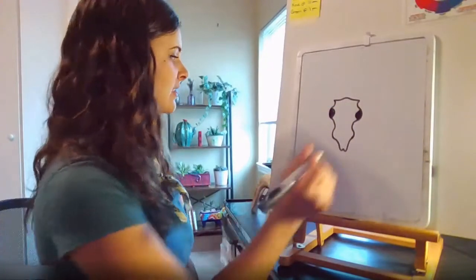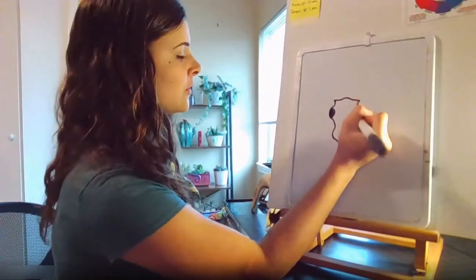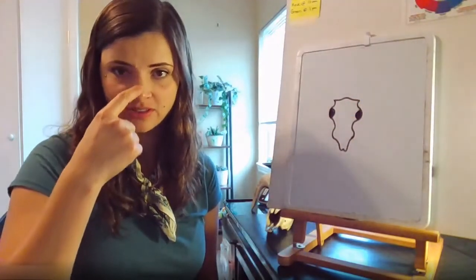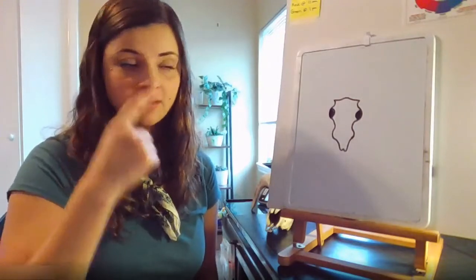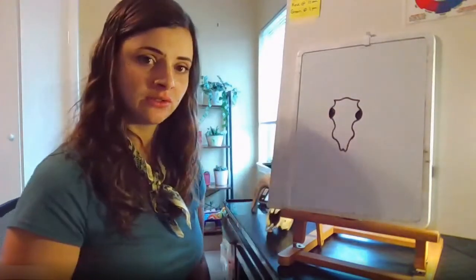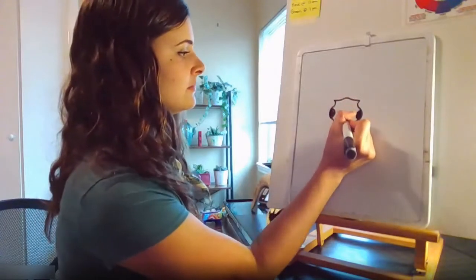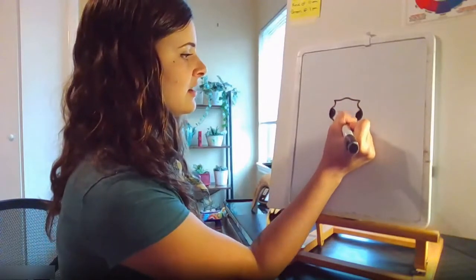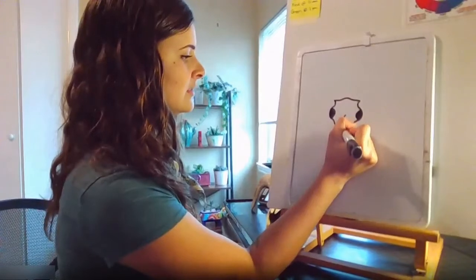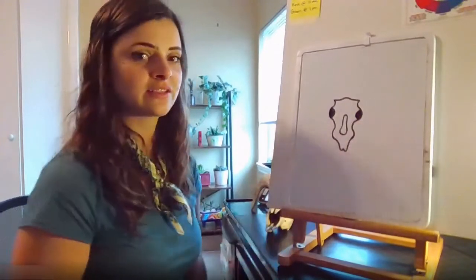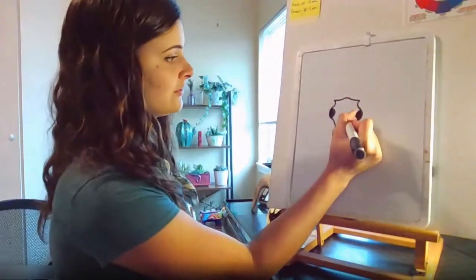After we get our eye sockets done, we're going to add the nose bridge. So the nose bridge is this part right here. That's going to be in between the two eyes, and it's going to be kind of like an oval shape, but it's going to be skinnier at the top, and it's going to get wider at the bottom. So that's the nose bridge. And you're also going to fill that in.